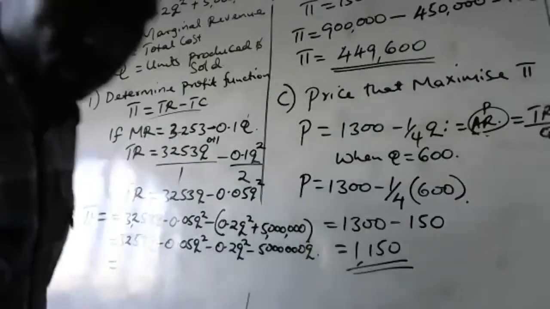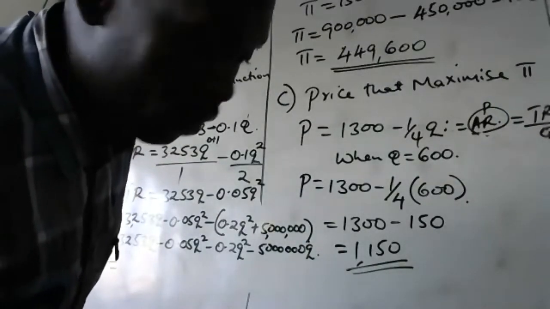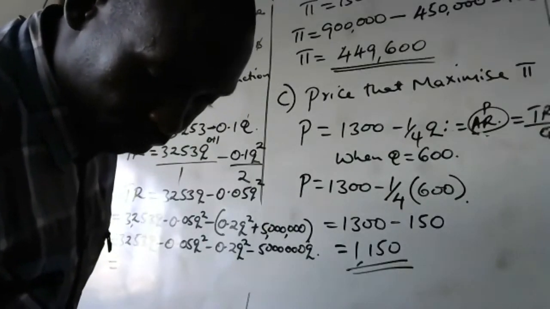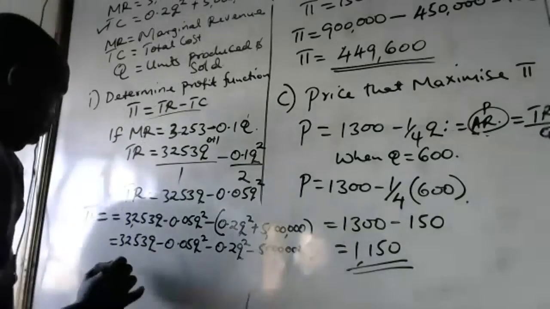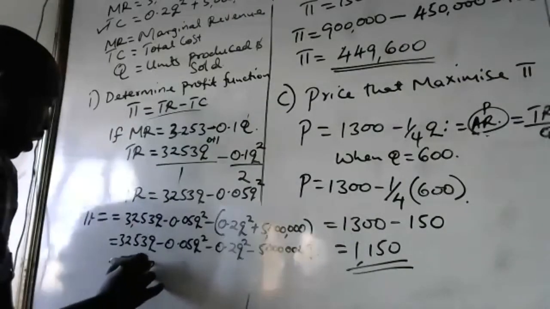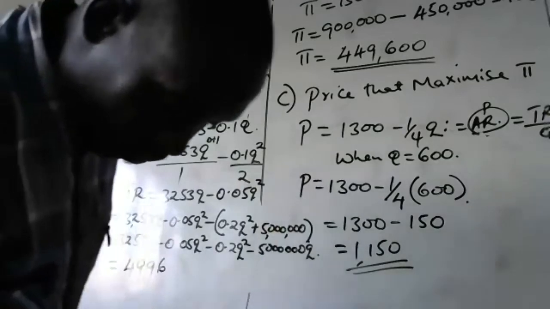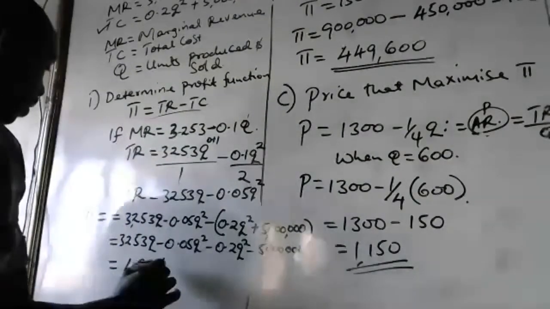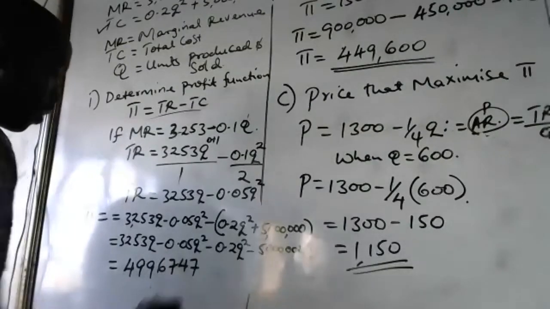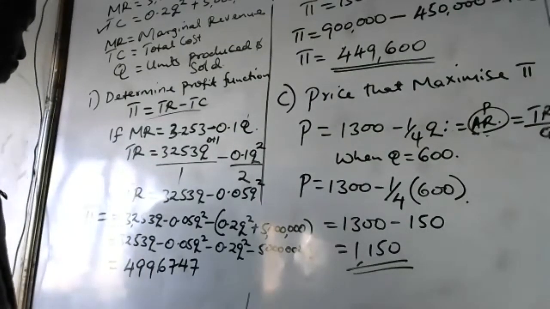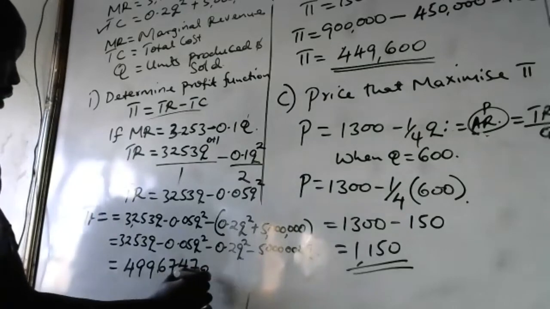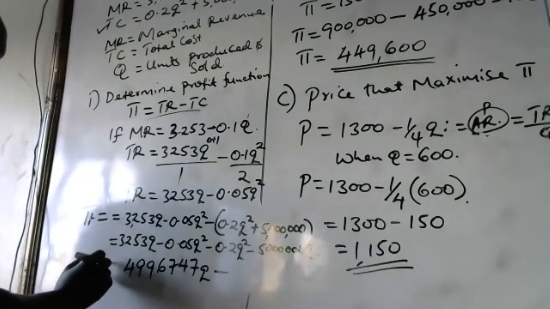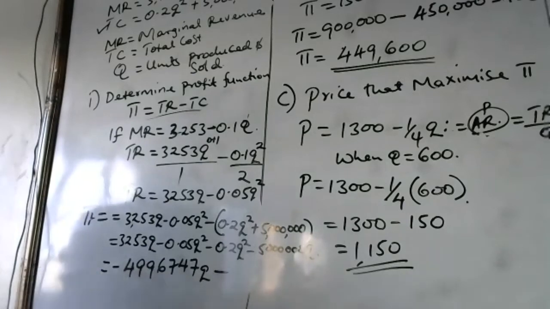Negative 4 million. 4 million? Negative 4,996,747. Like that. Minus. Negative. Okay, yes. It's negative.